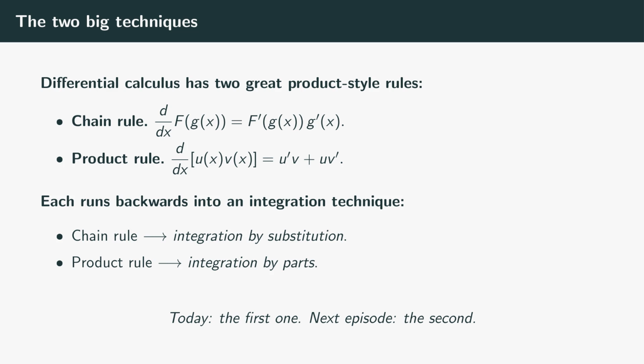The chain rule backwards is what we're calling substitution, or u-sub. The product rule backwards is integration by parts. These are the two heavy lifting techniques in the integral calculus toolkit. Almost every textbook integral you'll meet falls to one or the other or some combination. Today, substitution.